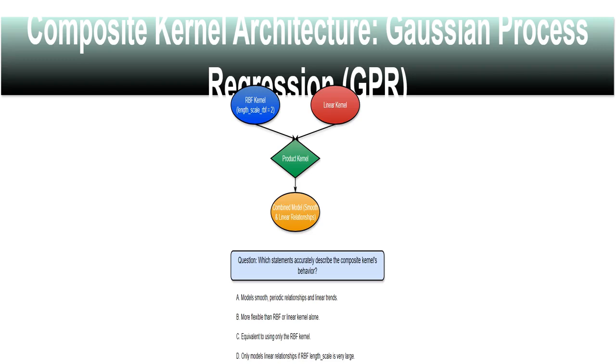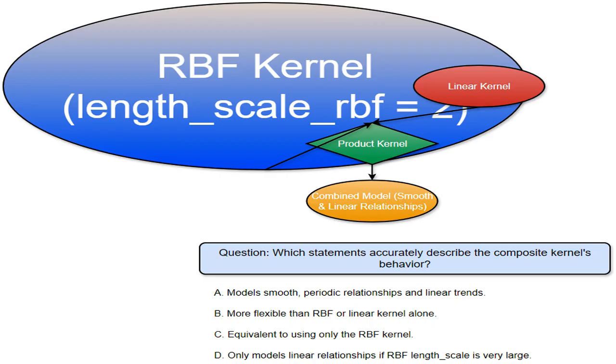Another base kernel we are using is a linear kernel. This kernel is best suited for modeling data that shows a clear linear relationship. It's the simplest kernel in the bunch. It draws straight lines. This is how we combine the RBF and linear kernels. The product kernel takes the element-wise product of the covariance matrices from the RBF and linear kernels. This combines their strengths to create the final composite kernel.